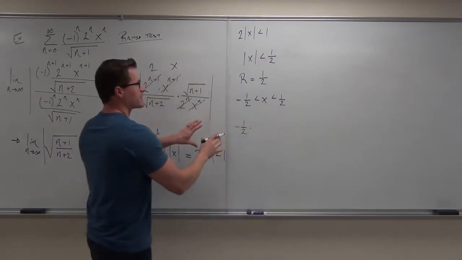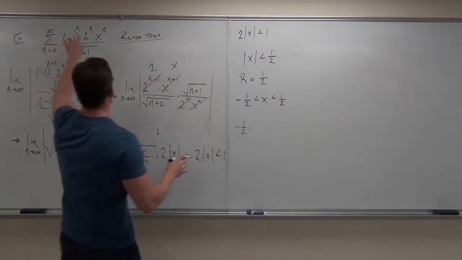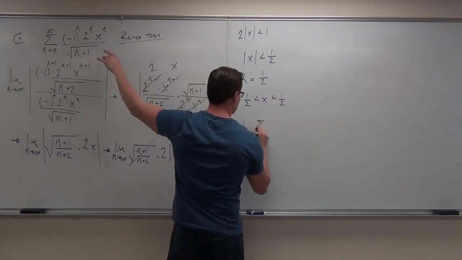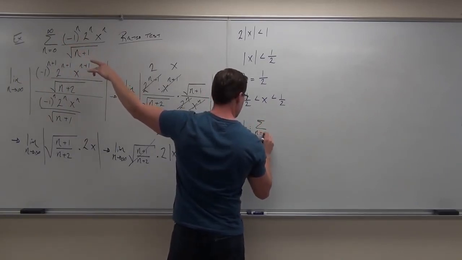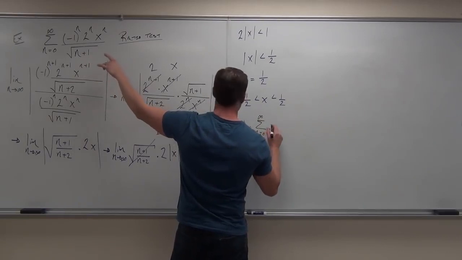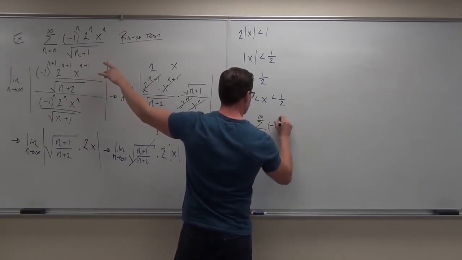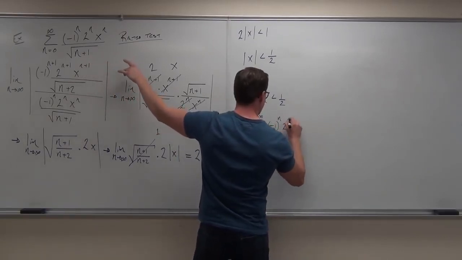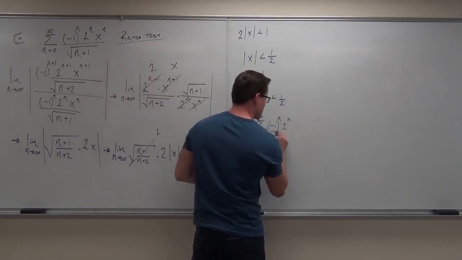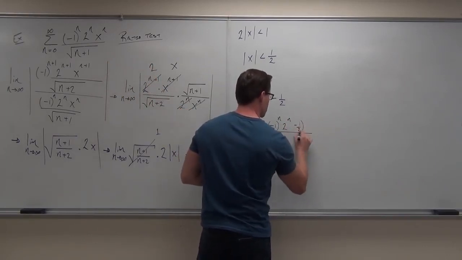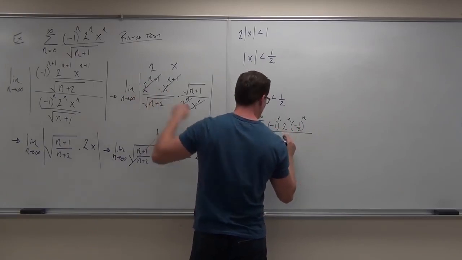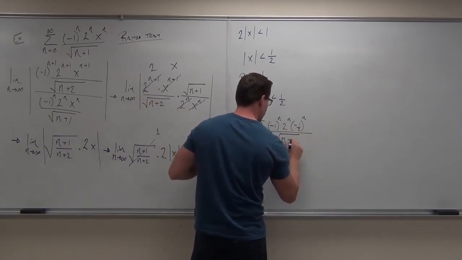So if we're going to check the endpoint negative 1/2, we're going to plug it in here and get a series, n equals 0 to infinity of negative 1 to the n. We're going to have 2 to the n, and what's the next thing? Negative 1/2 to the n, all over the square root of n plus 1.